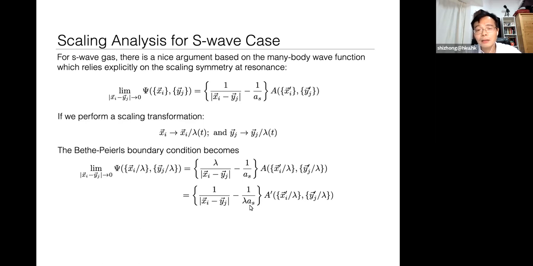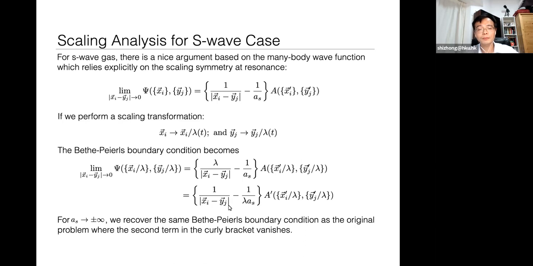But what is nice is that when S goes to infinity, this term just goes away. So no matter how you do it, you're only left with the first term, and that is invariant under this transformation. Namely, no matter what you do, you are always going to be at resonance, and the property of the system is always going to be given by this unitary condition.